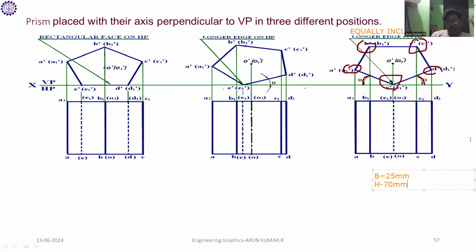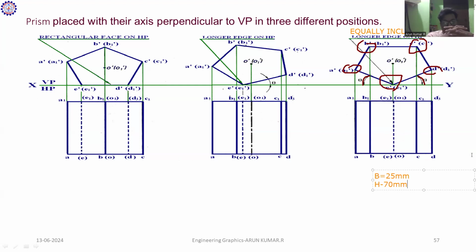Once you complete this, you proceed with the top view of the given solid. How to construct this? I will give you the names for the front view: A dash, B dash, C dash, E dash, D dash. These names are at the top of the prism, and A1 dash, B1 dash, C1 dash, D1 dash, and E1 dash are the names at the bottom.